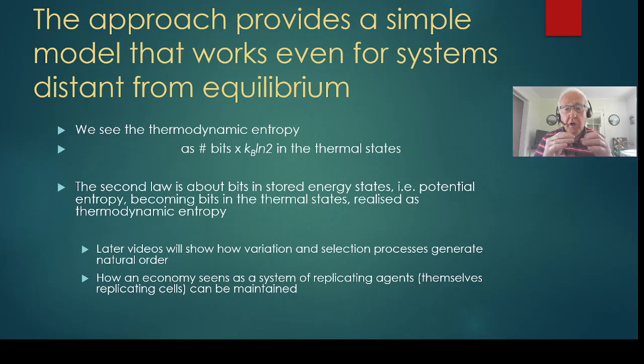Later videos will show how variation and selection processes generate natural order, and also how an economy can be seen as a system distant from equilibrium, a system of replicating agents, themselves replicating cells, and how this system can be maintained.